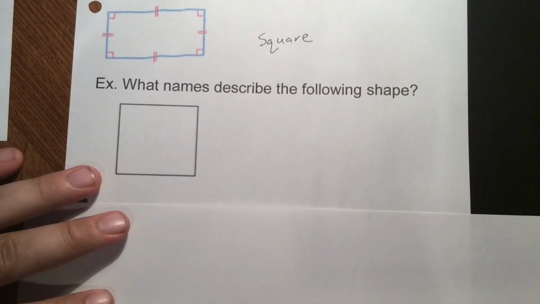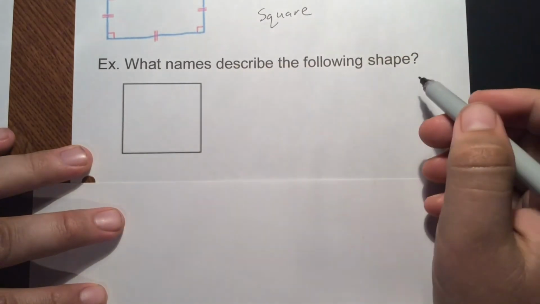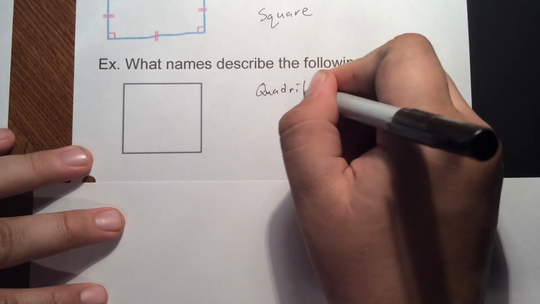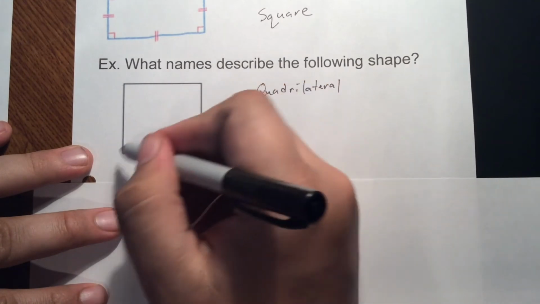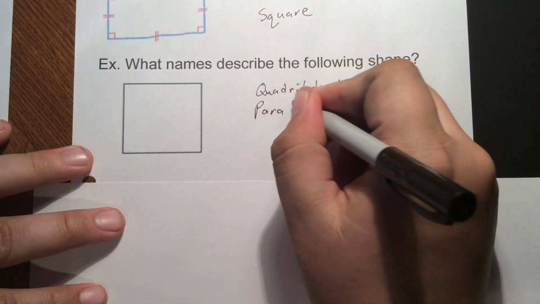So, what names could we all use to describe this? Well, to start with, does it have four sides? Yeah, it does. So it would be a quadrilateral. Next, does it look like opposite sides are parallel? Yeah, it does. So that would be a parallelogram.